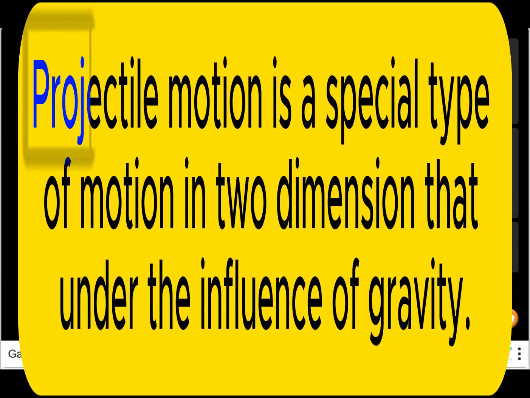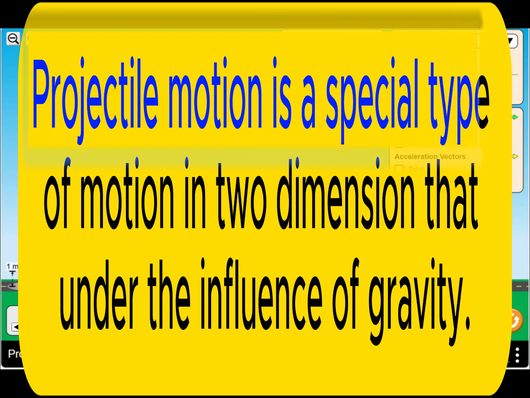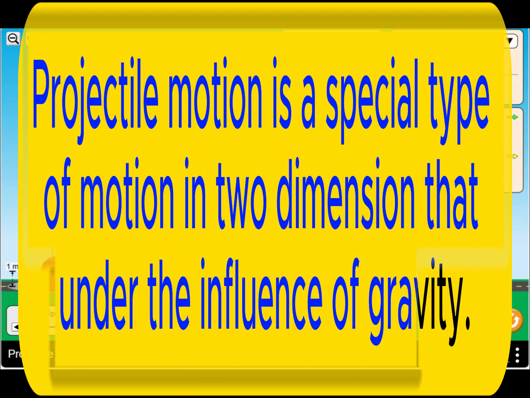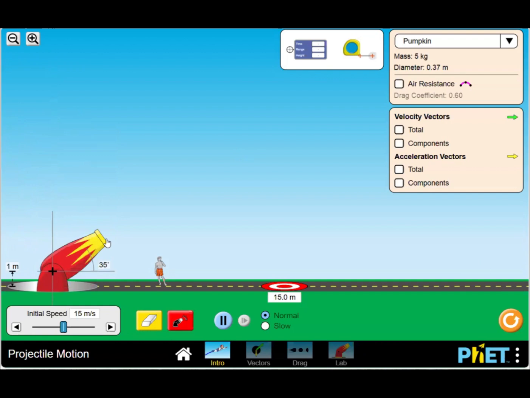Projectile motion is a special type of motion in two dimensions under the influence of gravity. For example, here we have a simple simulation. Let us launch a certain object from this system. When we launch an object, the object follows a curved path, and the only force that acts on this object is the gravitational force, if we neglect air resistance.